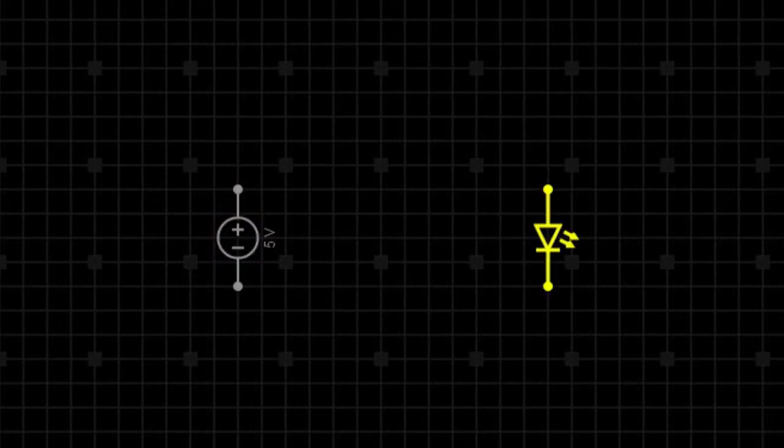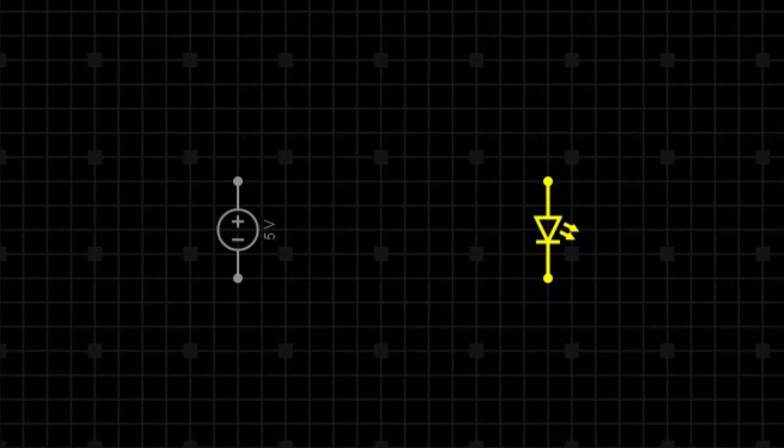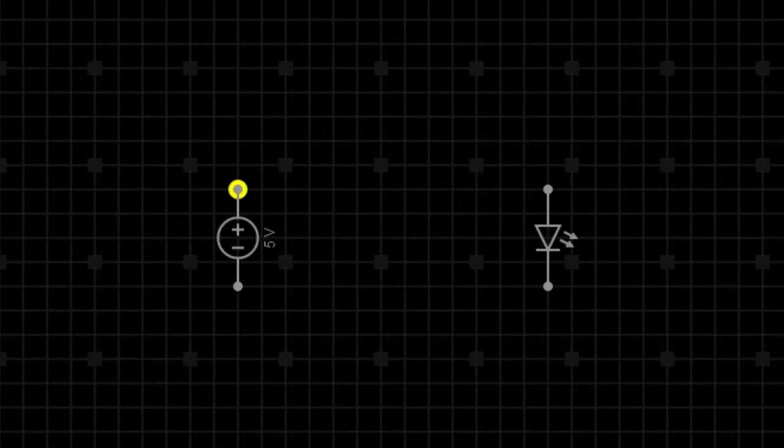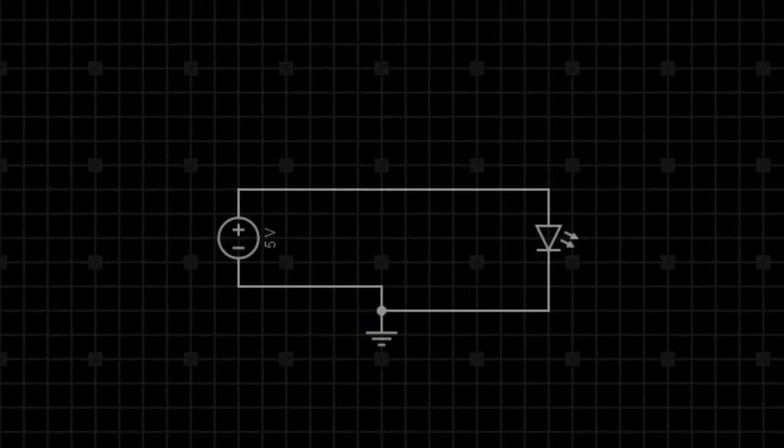We are going to power an LED from a DC power source. We will set the DC power source to 5 volts. We are going to get this 5-volt power supply and also find an LED. An LED looks like a diode with arrows coming out of it. Just to demonstrate, we connect this LED directly to this power source, positive to positive and negative to negative, and we need to connect the ground symbol in every circuit.